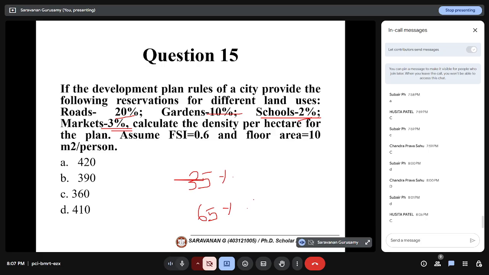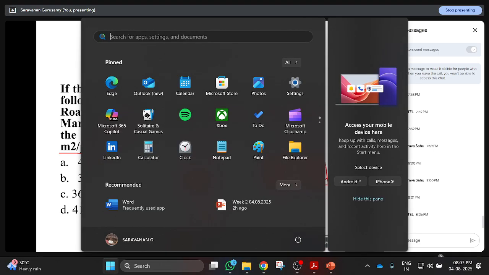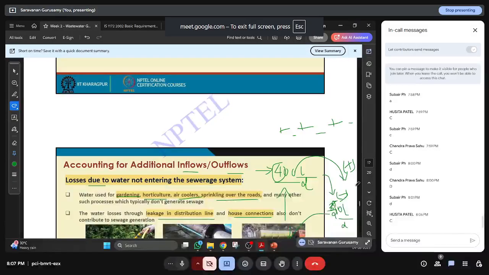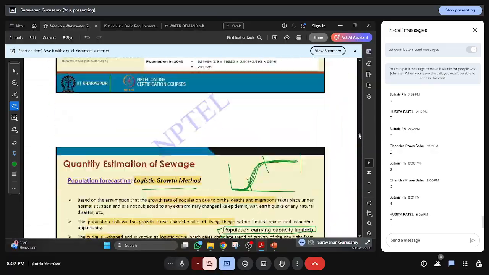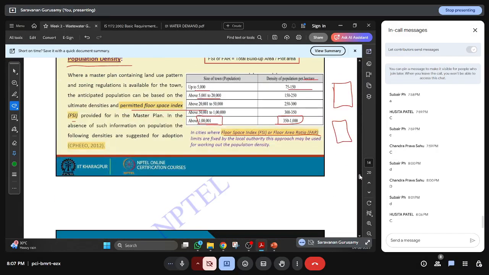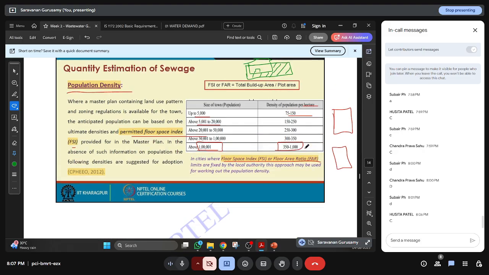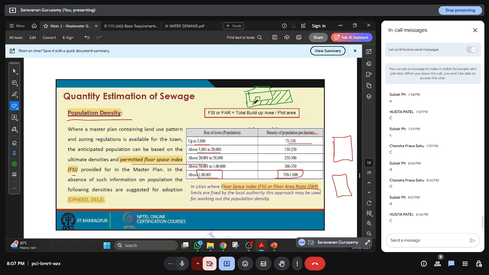In that 65% of the area, 10 meter square is required per person, and FSI is 0.6. FSI means in a given area only 0.6 is occupied by the building and the other area is free area. What is FSI? Floor space index, or floor area ratio, FAR. If you are buying 1 acre of land, you are not building the whole building for 1 acre. Only 0.6 acres will be used for building construction, others will be for open land. So that is the floor space index.